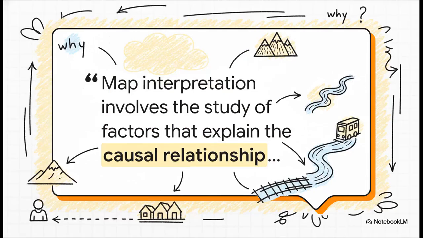So it really all comes back to this one crucial point from the text. Map interpretation is about explaining the causal relationship among features. It's not just pointing at a red dot and saying, hey, look, a village. It's about understanding why. Why is that village built on a gentle slope instead of a steep cliff? Why is the railway curving in that exact spot? It's about seeing those invisible links between human civilization and the physical geography that holds it all up.